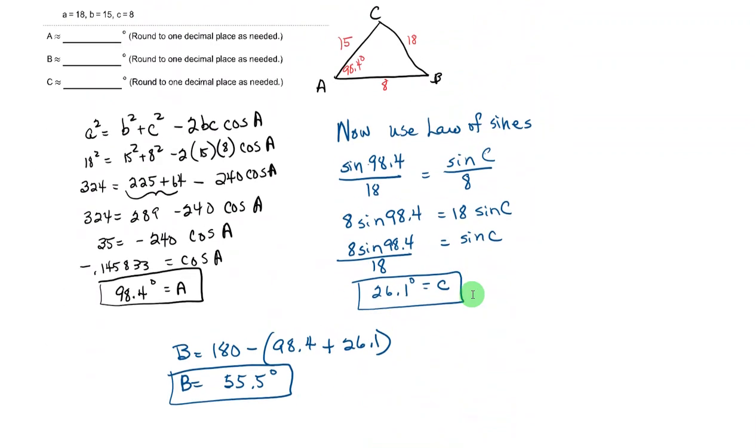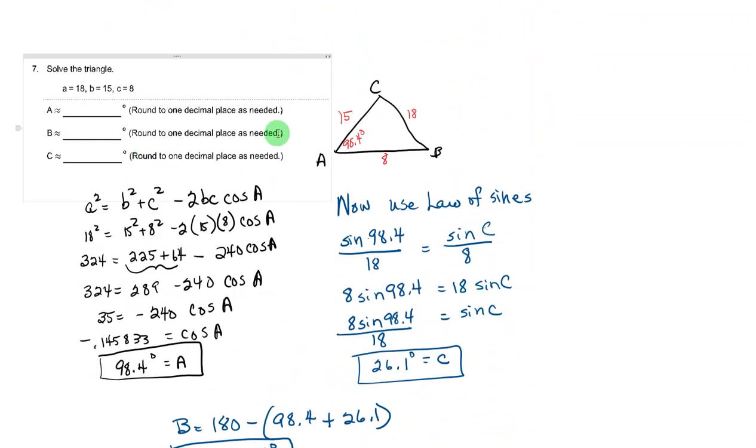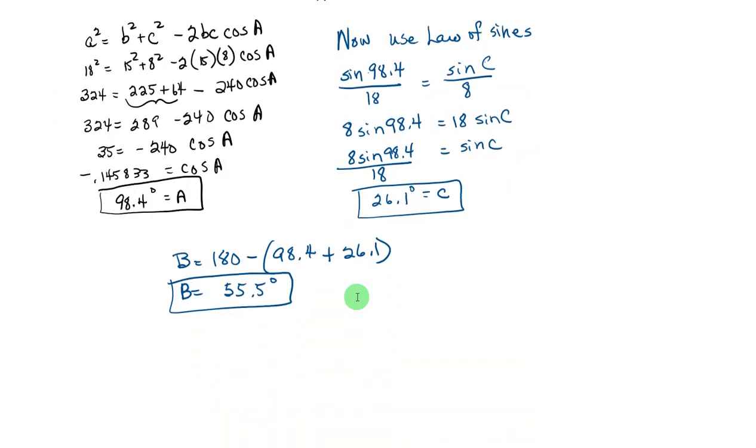On this one, we're given three sides, so you can pick whichever one you want to start with. I did a squared, 18 equals, and you just plug in everything else till you can get down here, divide by the negative 240. You have this is equal to cosine A, so second cosine of that, and you get the 98.4, and then you can use the law of sines.